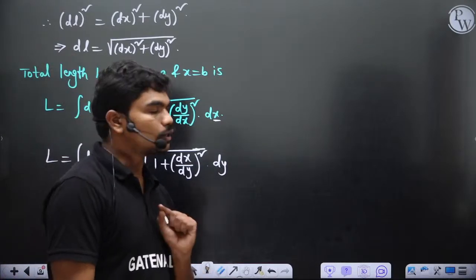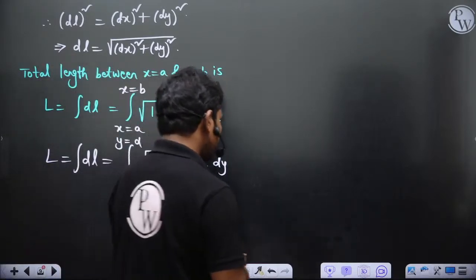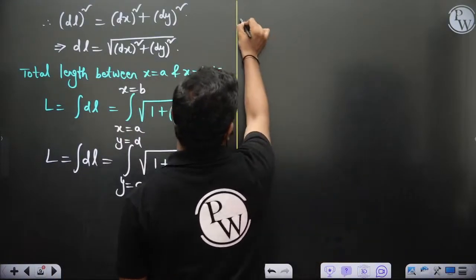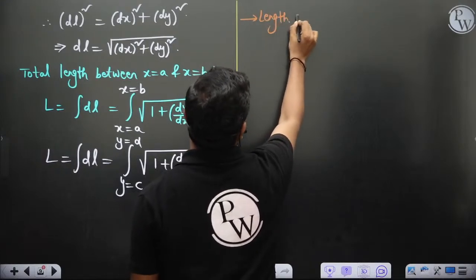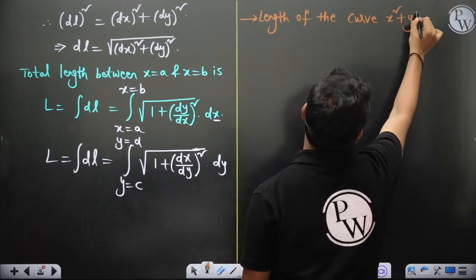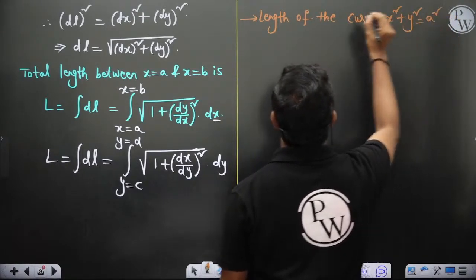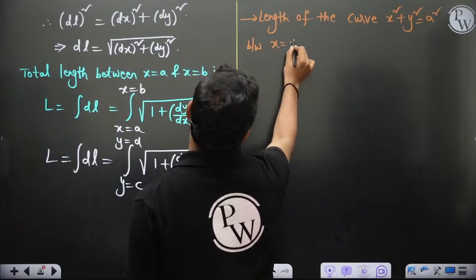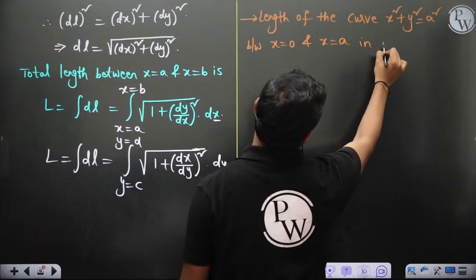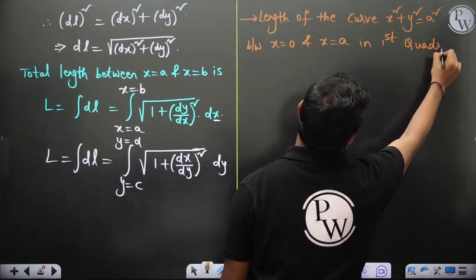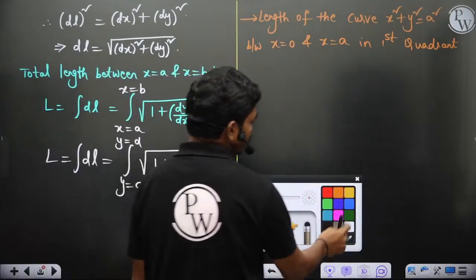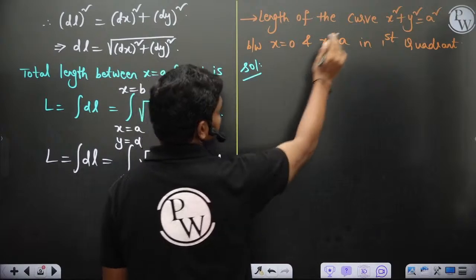Okay, so let's work out an example. Find the length of the curve x square plus y square is equal to a square, between x is equal to 0 and x is equal to a, in the first quadrant. So if you talk about the first quadrant, then let's see. Basically we all know that it denotes a circle.